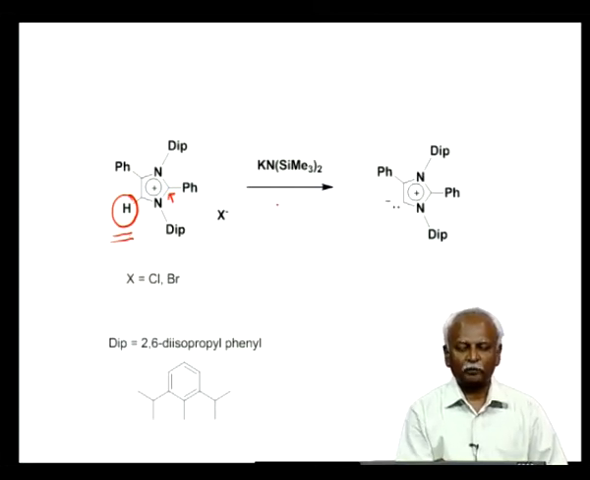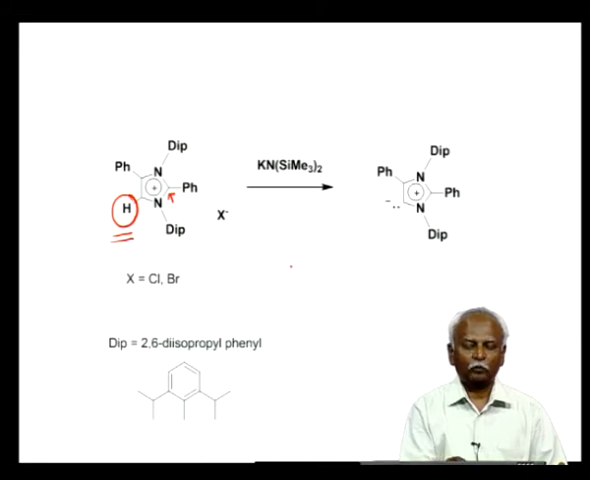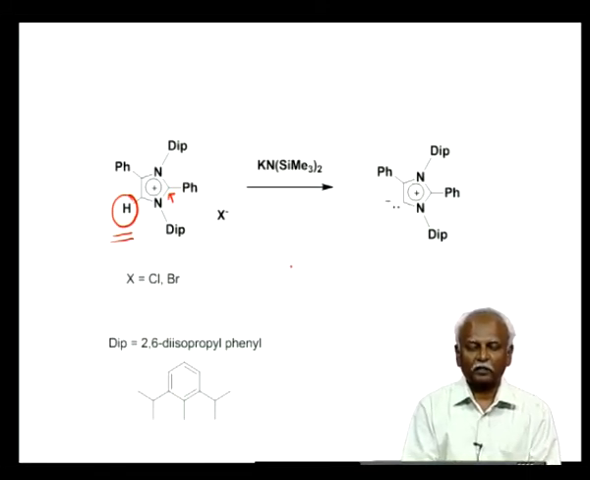the bis trimethylsilyl amidate anion, and the bis trimethylsilyl amidate anion is particularly suited for deprotonation rather than nucleophilic attacks, because of the very bulky nature of the two trimethylsilyl groups which are present on the nitrogen. So, if it was less bulky, then a nucleophilic attack could have been made on this positively charged ring system which is present here.